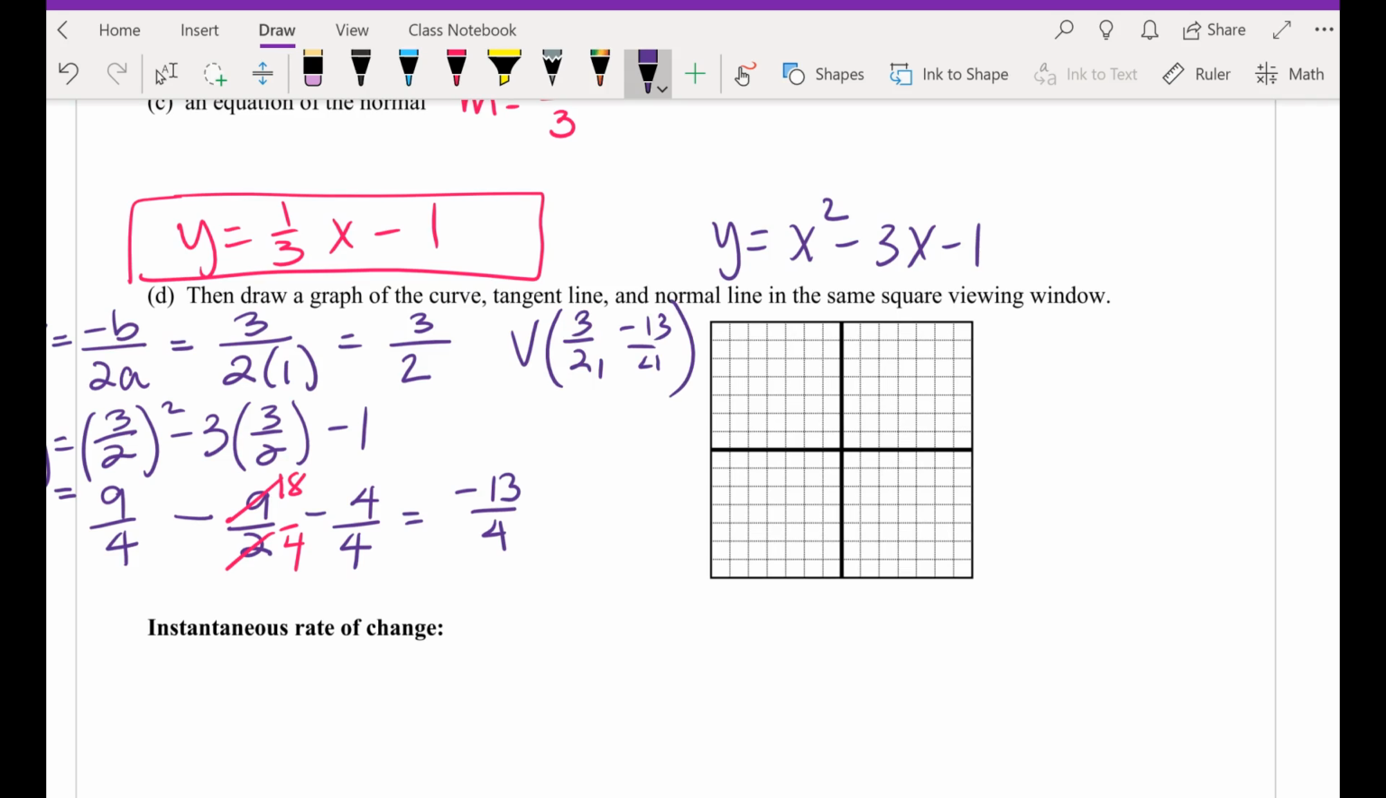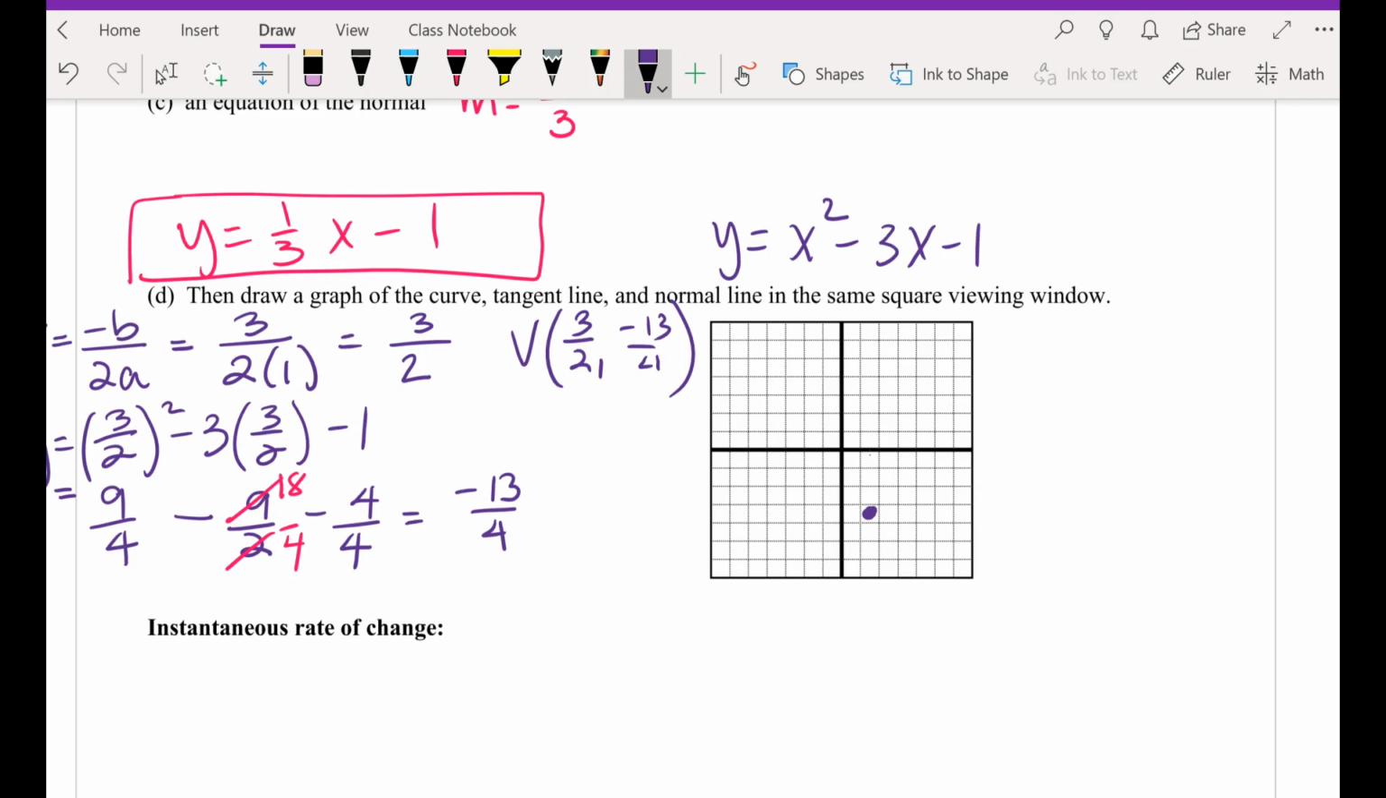Okay, 3 over 2 is 1.5. So 1.5, negative 13 over 4, 12 over 4 is 3. So a little bit below negative 3. Is that okay with everybody? Okay, a little bit below negative 3. You don't have to be exact.